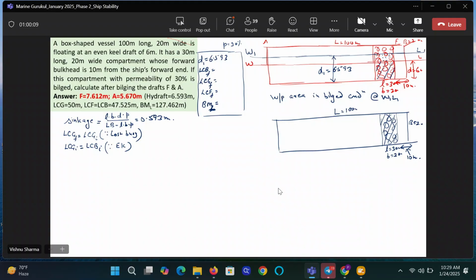Half. Half of what? Half of the length. Say the full thing. LCB initial is L by 2 because it is a box-shaped vessel. Do you agree with these three statements that I have written here? Do you agree with them or do you have any problem?